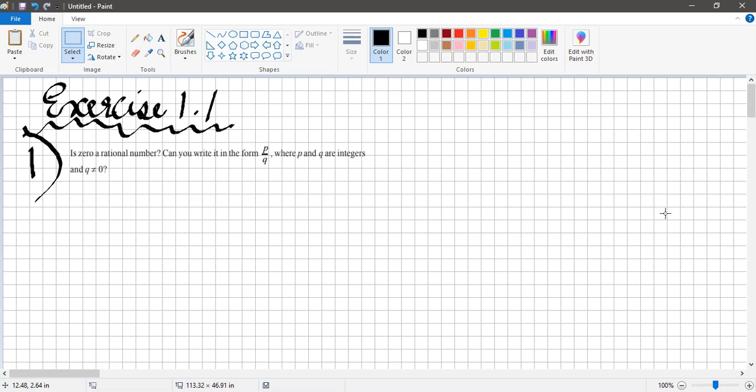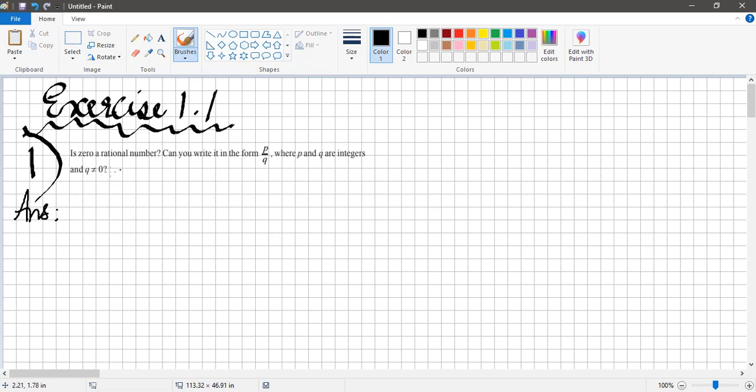So to begin with, let's see the first question. The first question goes like, is 0 a rational number? Can you write it in the form p by q, where p and q are integers and q does not equal 0? Of course, we have seen this before, right? I think while I was doing rational numbers in the previous session, I told all of you that there's a question based on this. So I think all of you know the answer, but I will do it anyways. So even if you do not know, this is the answer to it.